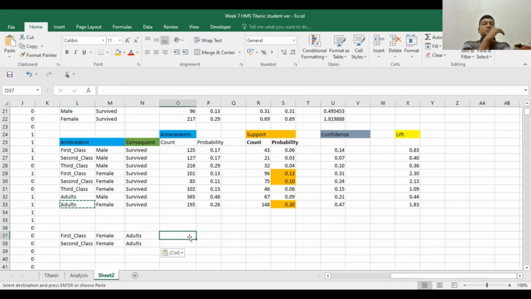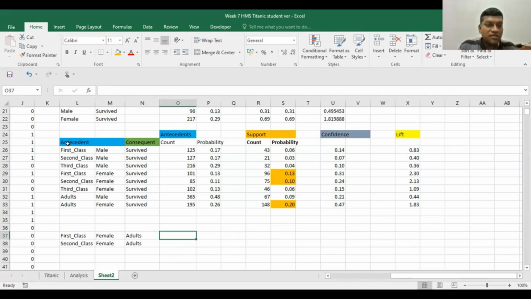Okay, any other combination possible? Any other possibility, any other combinations possible with these variables? First class female adult, second class female adult. Third class is ruled out, it has no support. Adult male is ruled out. All males are ruled out essentially, not enough support. Only female, first class, second class, adults. So these are the only 2 possibilities.